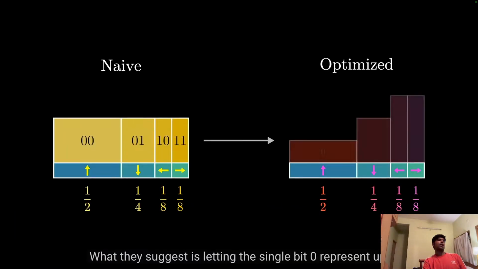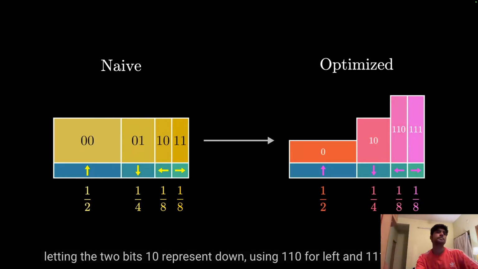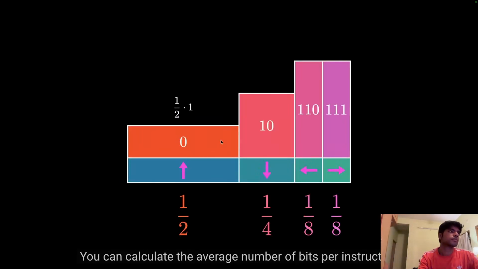What they suggest is letting the single bit 0 represent up, letting the 2 bits 10 represent down, using 110 for left and 111 for right. You can calculate the average number of bits per instruction.